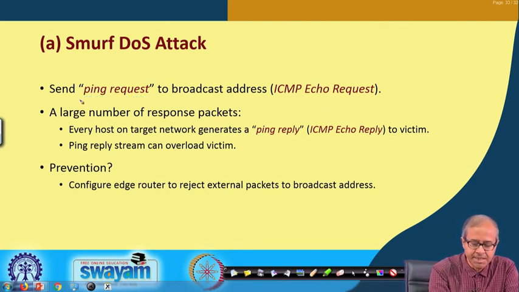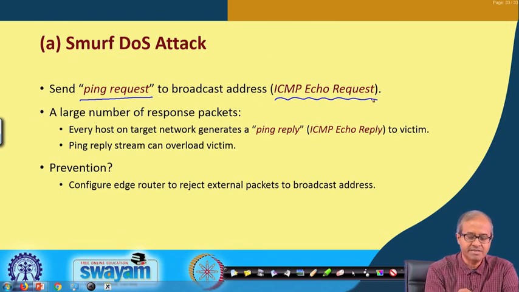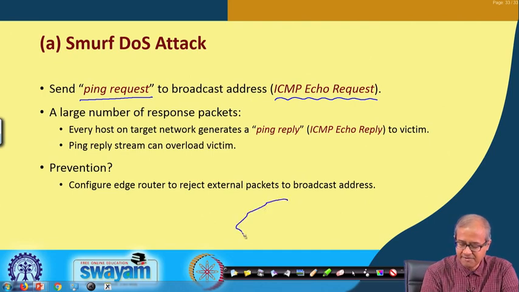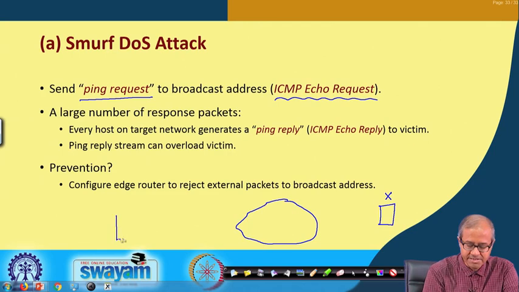Now, this ping request packet, as I said, is nothing but this ICMP echo request. In this attack, what is done? This ping request packet is sent to a broadcast address. If you look at an IP address, in the host part, if I put all 1s, it refers to a broadcast address. Now, suppose I have a network and I want to attack one particular host. Let us say this host is X and this is your attacker, let us say.